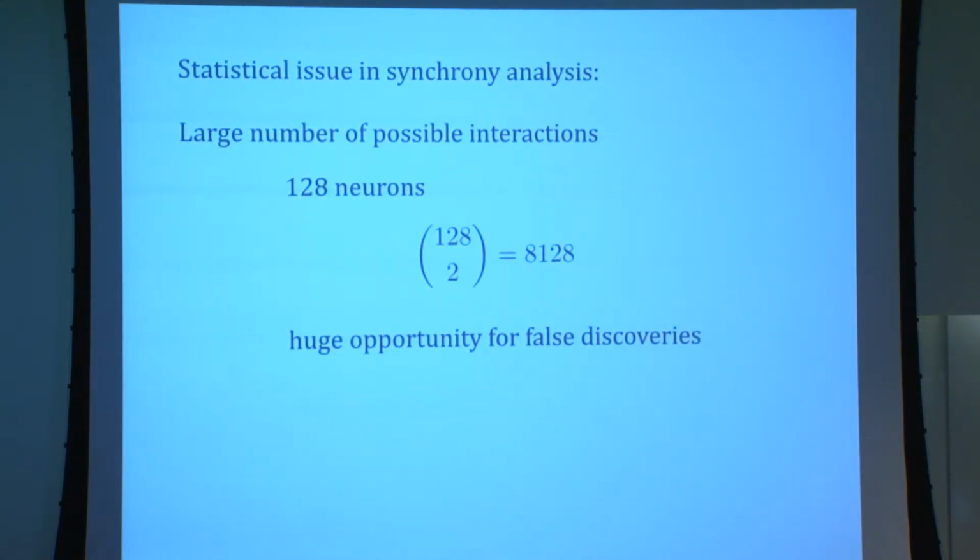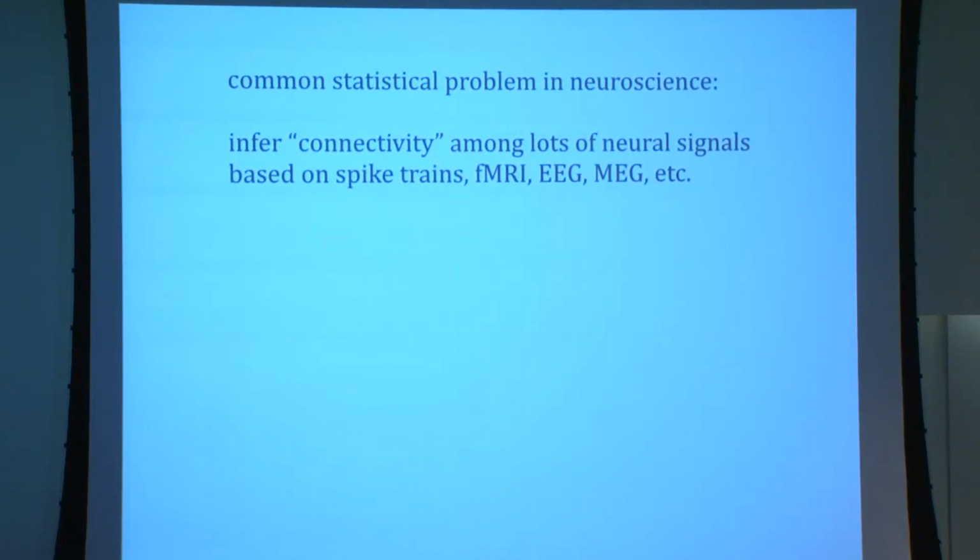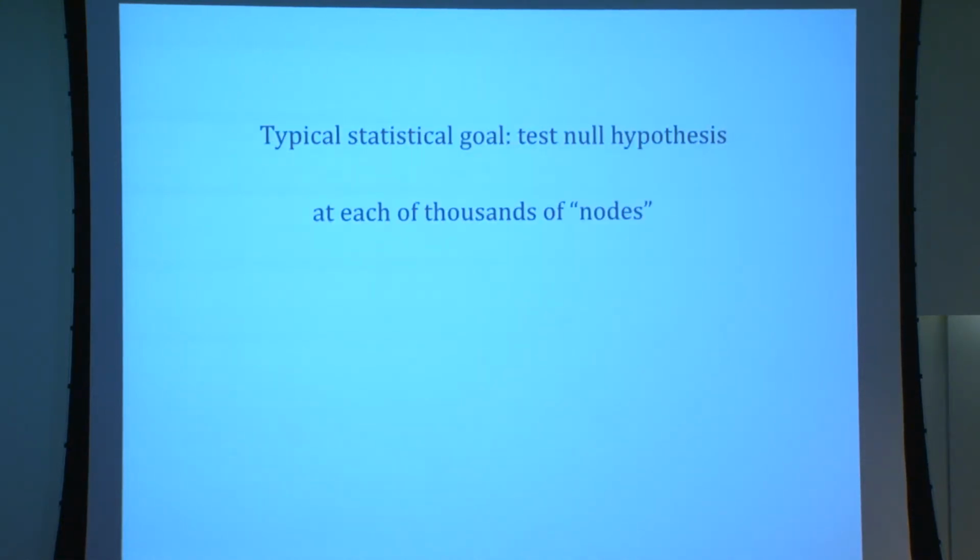But immediately a statistical issue comes up, and when I present this, people often interrupt me and start asking about this. Didn't you have 128 neurons, and then don't you have thousands of combinations? And yes, we have 8,000 pairs, so don't we have to worry about false discoveries? Absolutely. So a very common statistical problem in neuroscience is we want to infer connectivity. It could be synchrony, it could be something else entirely, among lots of neural signals, based on spike trains, fMRI, EEG, MEG, and we're typically trying to test many null hypotheses at thousands of nodes in a graph.